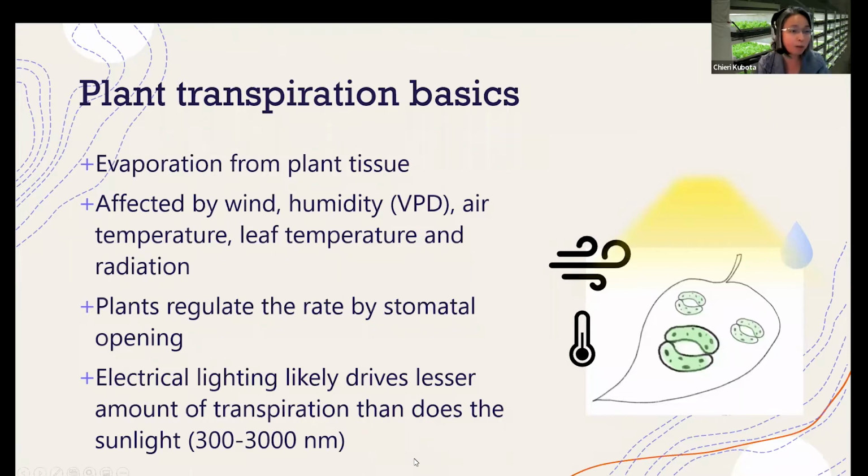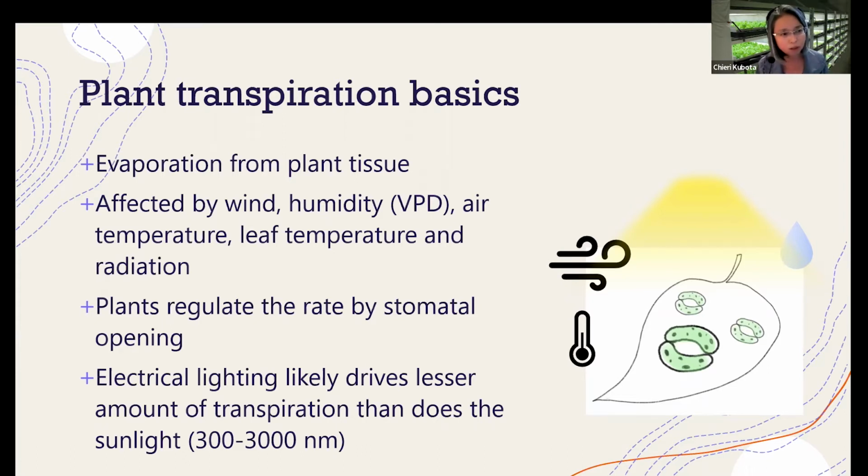So, a little bit more about transpiration, because obviously transpiration is an important thing to understand tip burn. It's an evaporation of water from plant tissue. And plants are not pumping out water. They just open stomata widely and let the water evaporate from the stomatal cavity. So that's what plants are doing.